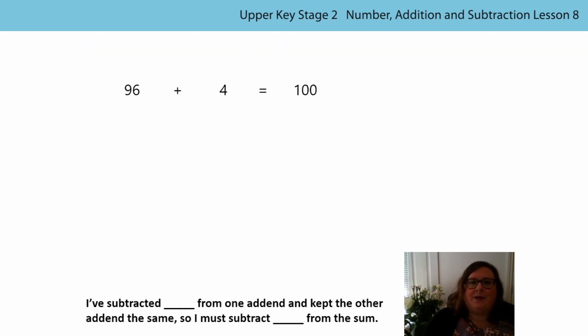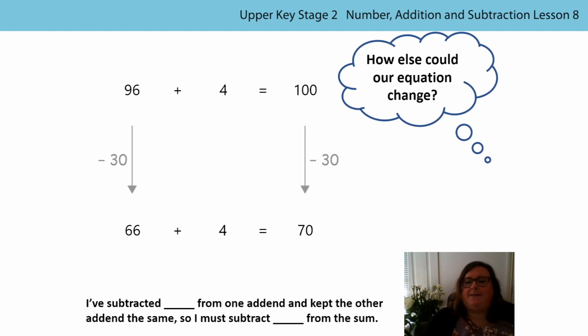Okay, so the change between 96 add 4 is equal to 100 and 66 add 4 is equal to 70 is to subtract 30. So 96 subtract 30 is 66, 4 hasn't changed, and because I've subtracted 30 from one addend and I've kept the other addend the same, I must subtract 30 from the sum. So again, I can use my number bonds knowledge to help me here. 100 subtract 30 is equal to 70.